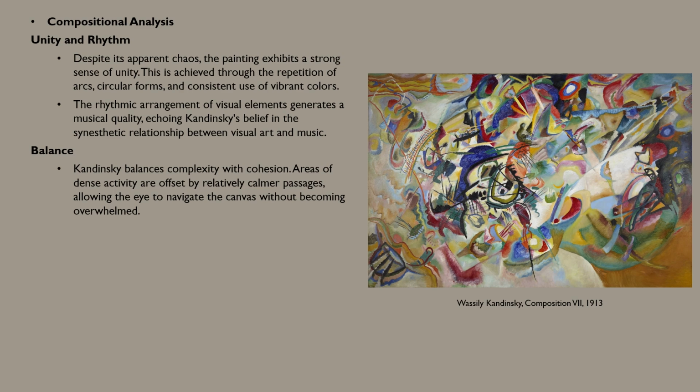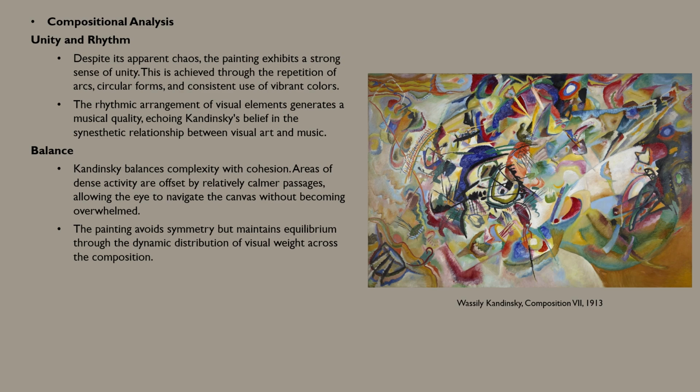All right, so balance. Kandinsky balances complexity with cohesion. Areas of dense activity are offset by relatively calmer passages, allowing the eye to navigate the canvas without becoming overwhelmed, right? And that also kind of goes into rhythm, right? It's the crescendo, diminuendo. There are loud spaces and there are quieter spaces. The painting avoids symmetry but maintains equilibrium through the dynamic distribution of visual weight across the composition.